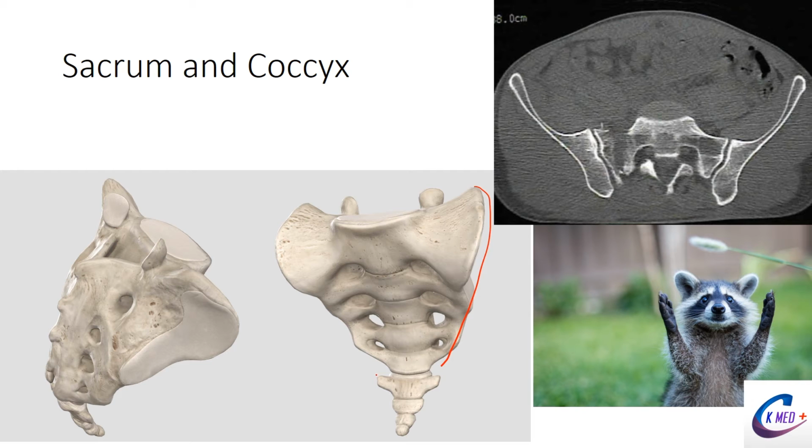The coccyx is not very important. There's no weight on the coccyx. It's just like these extra bones sitting at the bottom. It could be anywhere from 3 to 5 different bones, but that's not that important.